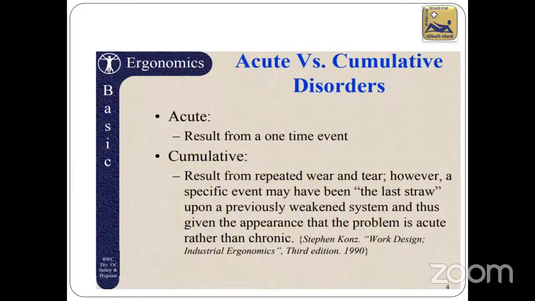Okay, so we'll discuss the acute and the cumulative disorders. Acute injury means, for example, a cut by a knife or a blade to your finger. That's an acute injury; accidentally, it happens. Whereas a cumulative injury mainly results from repeated wear and tear.